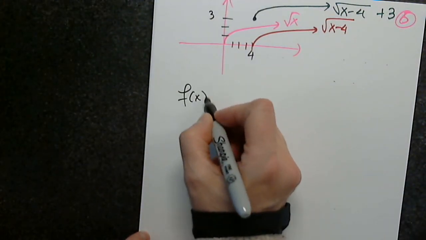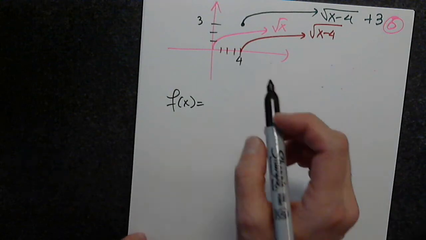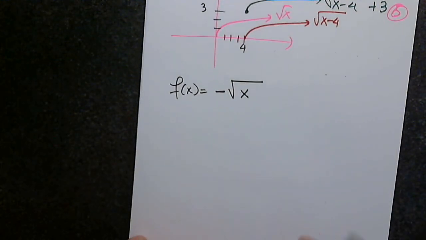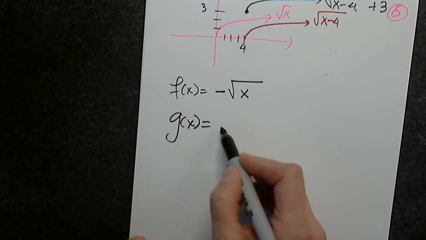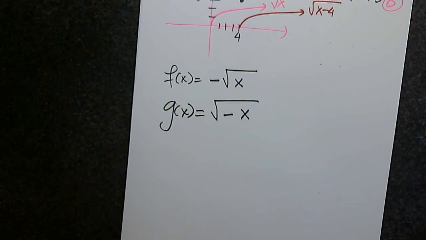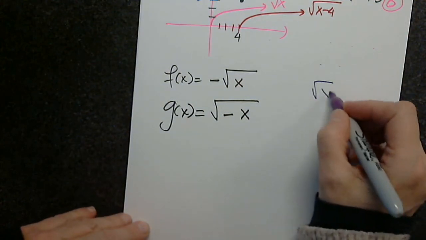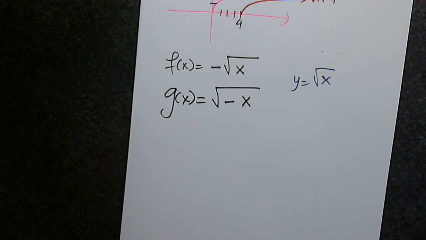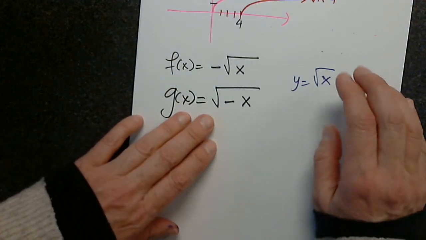Let's suppose I create this function. And then later on we'll talk about g of x, like this. Which base function do I use this time? Good. So I use the square root of x. Now let's compare. I want to start with g for a second.